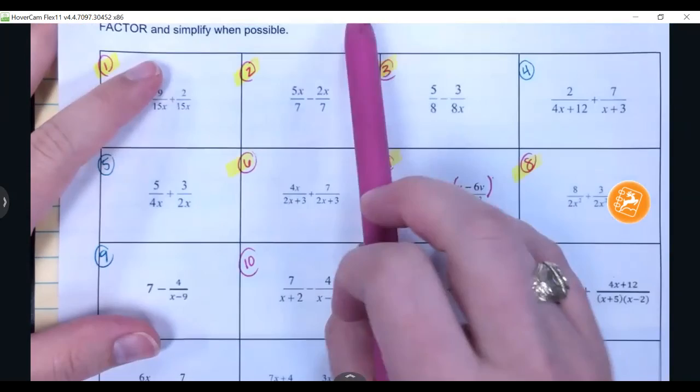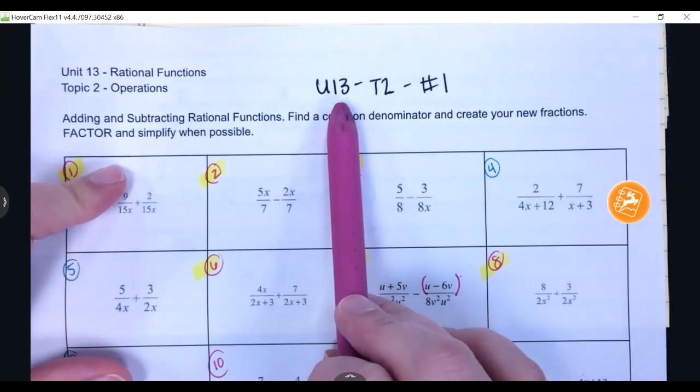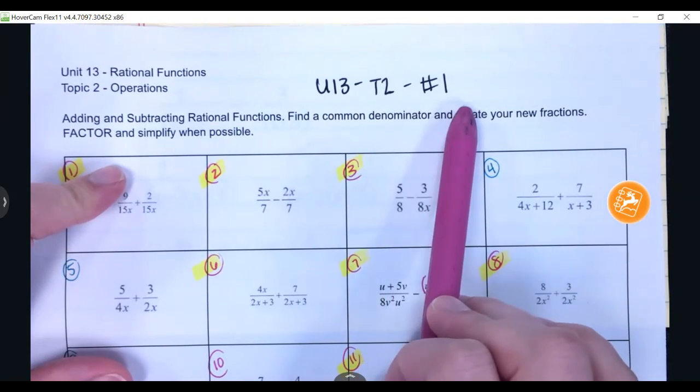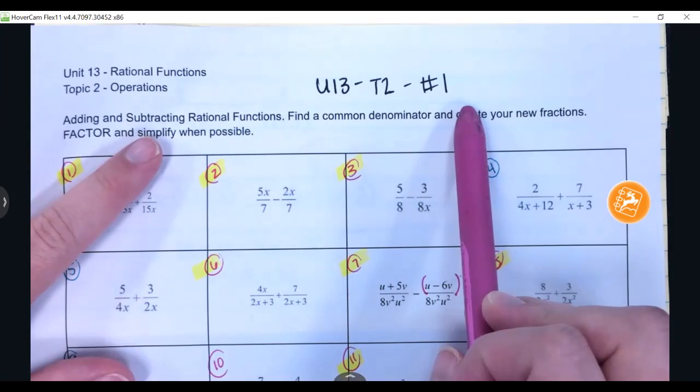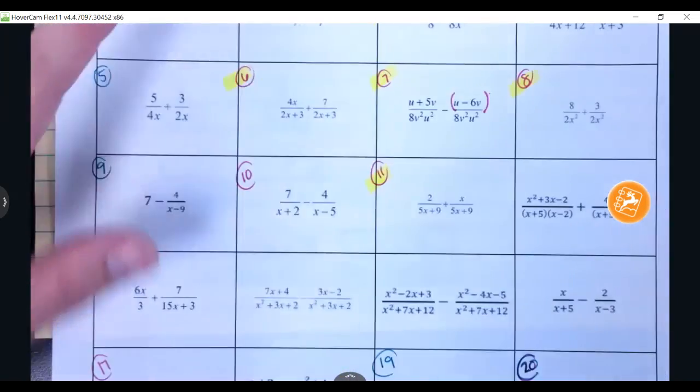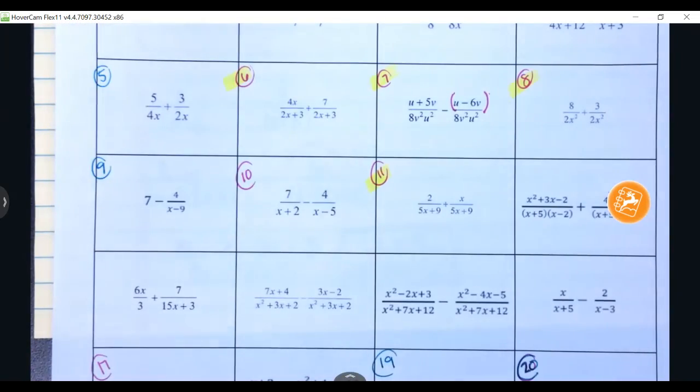If you're at home, you are in Unit 13, Topic 2, Worksheet number 1. I'll be walking around with the answer key to help and answer questions you have. Nobody needs a tablet out today. You cannot sit here and copy answers. You're not going to learn it that way.